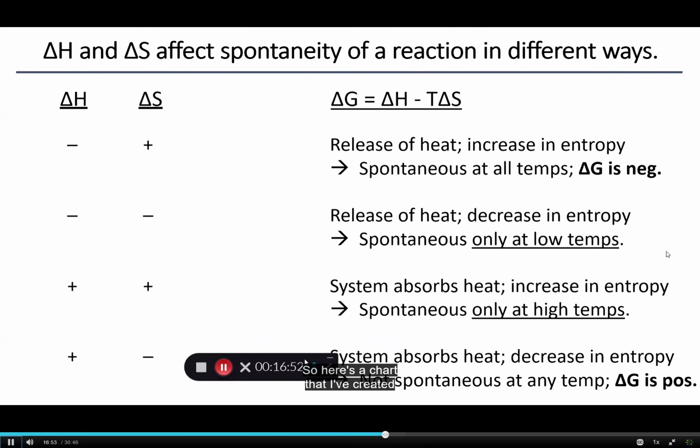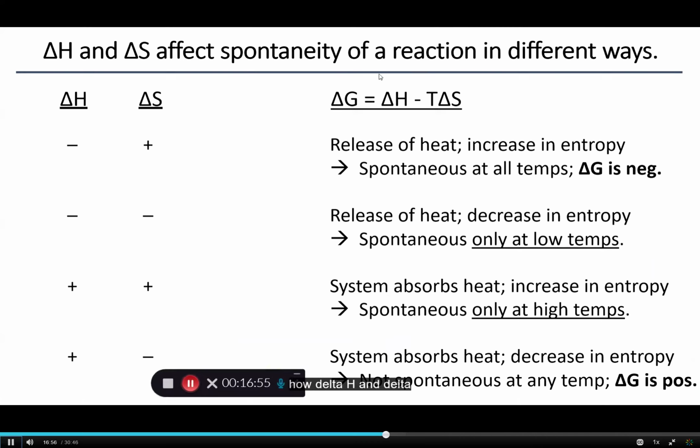So here's a chart that I've created to help you understand how delta H and delta S can affect delta G in different ways. I had said before that a negative delta H is what we're looking for. We're trying to release heat into the environment. And a positive delta S, or an increase in entropy, would also be favorable. And so the best case scenario is if both of those things are true. Delta H is negative, delta S is positive. We release heat into the environment, and we increase disorder. And therefore, this reaction would be spontaneous at every temperature, and T doesn't really come into play. Delta G is always negative in this case.